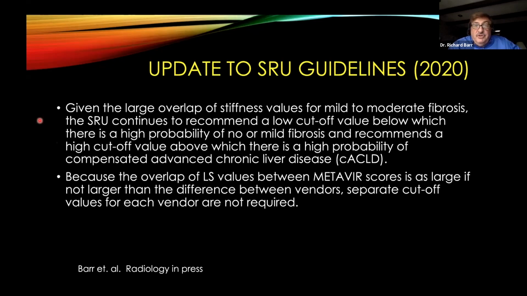So the SRU guidelines, which are in press in Radiology and hopefully will be out in a month or so, these are the new recommendations. Given the large overlap of stiffness values for mild to moderate fibrosis, the SRU continues to recommend a low cutoff value below which there is a high probability of no or mild fibrosis, and recommends a high cutoff value above which there is a high probability of compensated advanced chronic liver disease. Because the overlap of liver stiffness values between Metavir scores is as large, if not larger, than the difference between vendors, separate cutoff values for each vendor are no longer required.